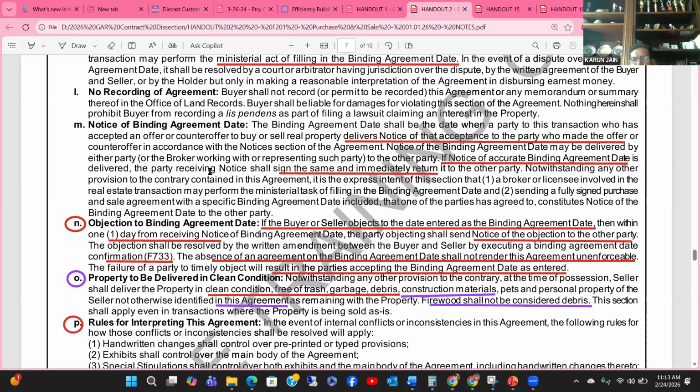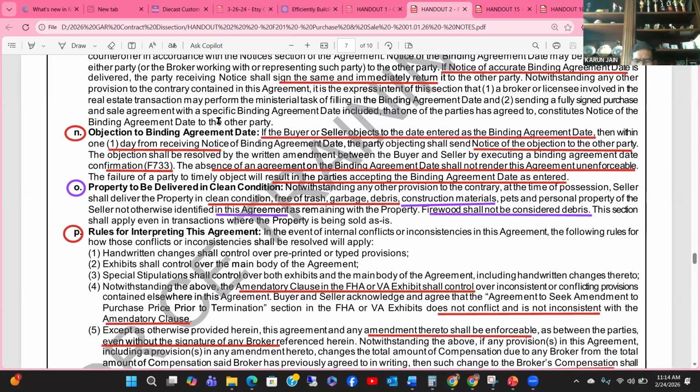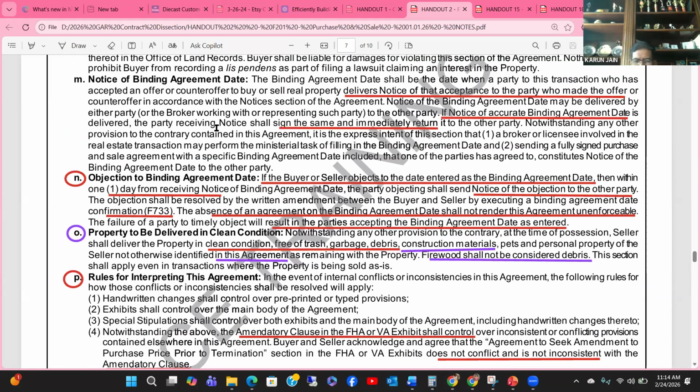Notice of binding agreement date. This is when the binding agreement date is the date when the party who has accepted an offer or counteroffer delivers notice of that acceptance to the party who made the offer in accordance with the notices section. Notice of binding agreement date may be filled in by either party or the broker to the other party. If notice of accurate binding agreement date is delivered, they shall sign it and return it. Here's the issue. You guys, this is really important, this objection to binding agreement date.